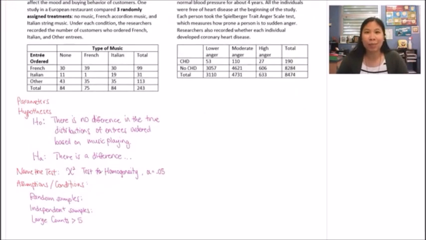Alright, so the next step in our phantom process is to name the test. So this is the chi-square test for homogeneity. I also want to state alpha equals 0.05 here so we know what alpha we are using. Then my assumptions and conditions are the same as what we've usually been doing.